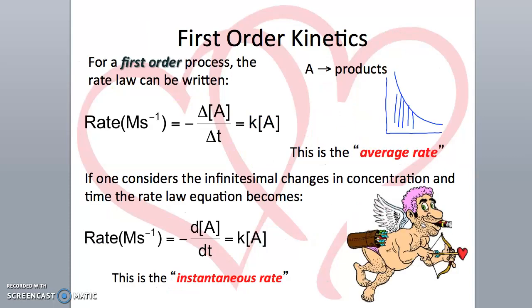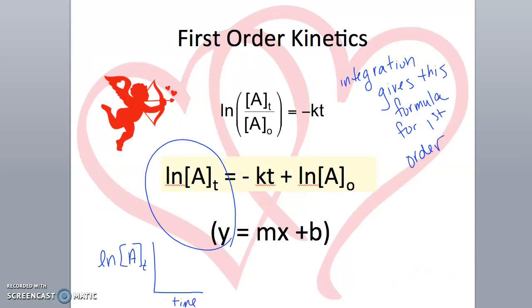The process for writing the integrated rate law for first order reactions is similar, but don't worry too much about the process as the integrated rate laws are typically provided. The integrated rate law for a first order reaction is shown, and if we rearrange it into y equals mx plus b format, we can see that a plot of the natural log of the concentration versus time will have a slope equal to minus k, and the y-intercept will be equal to the natural log of the initial concentration. We can take the inverse log of this value to get the initial concentration.